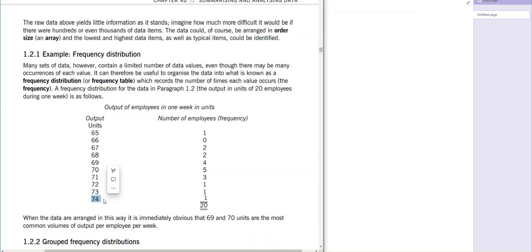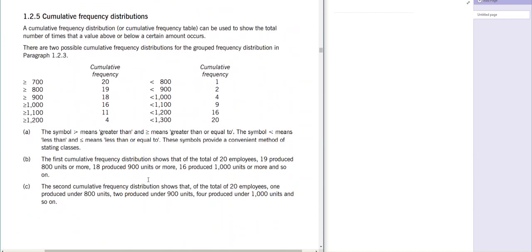If I say how many units are there below 75, it would be 20 times, because all units come in that range. This is called cumulative frequency. If I say how many units are below 73, then these two would be removed. It would be 18 times, which is shown here as well.